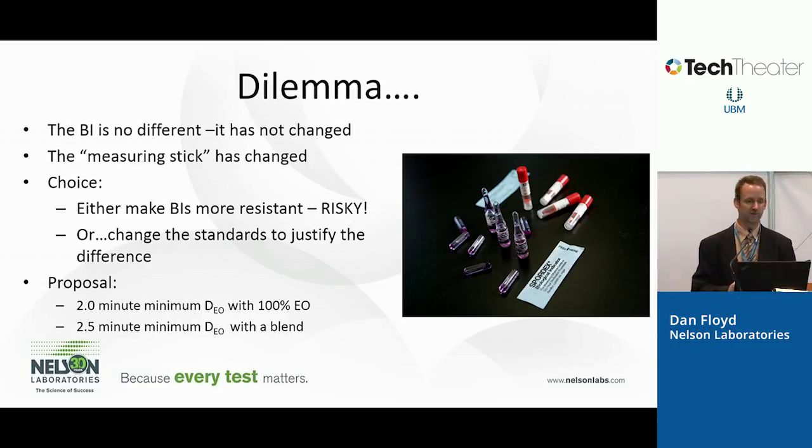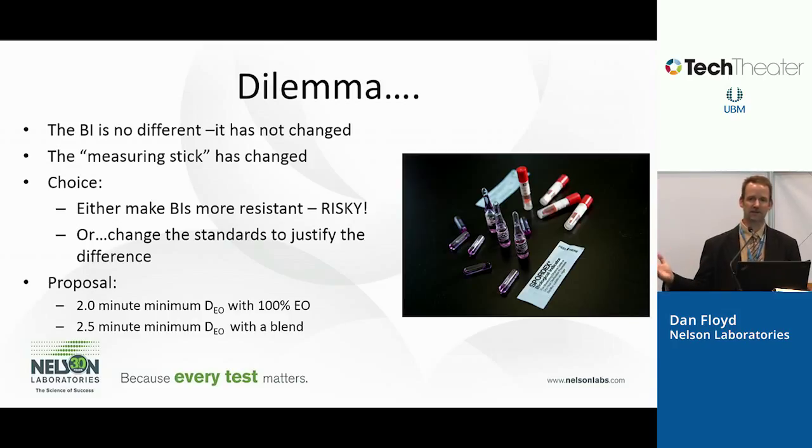So the choice in the industry was they either have to make the BIs more resistant, so that when it does reduce it by 40% in some cases, it's still going to meet the standard. But can you see a problem with that? If you suddenly make your BI way more resistant than it used to be, just so it meets this 2.5, you're using a BI that's harder than it used to be. A lot of people's cycles might have been just on the edge, giving you just the amount of kill to get there. So suddenly if your BI is 40% more resistant than what you used before, you could end up with sterilization failures when there's really no need for that.